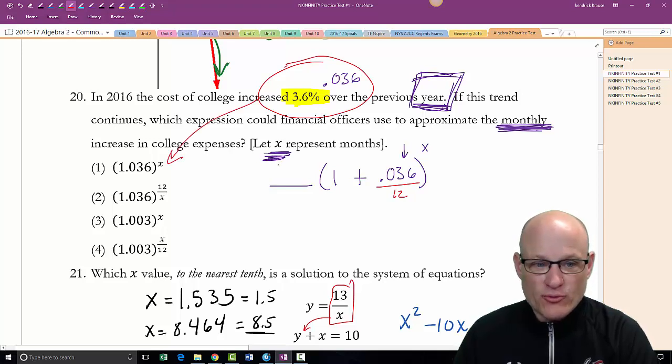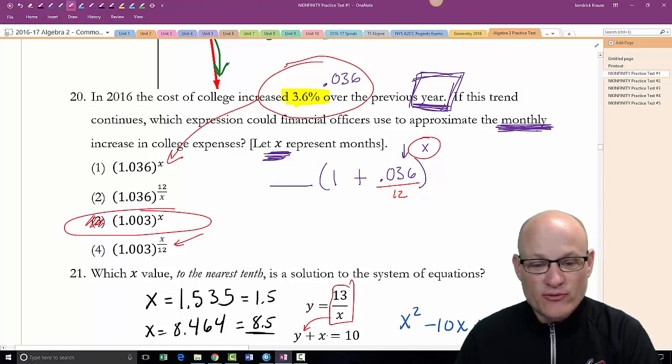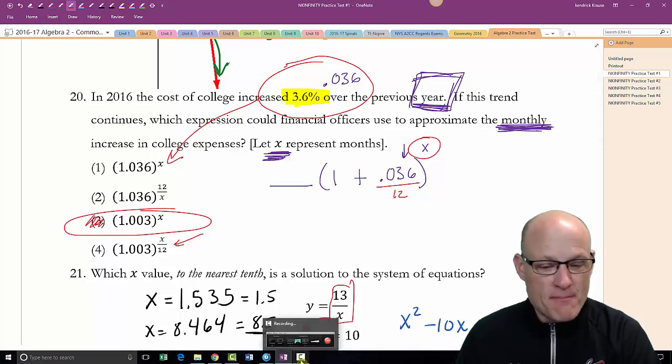Oh, I just add 0.036. Oh, got it. No. And x is the number of months. I think if x is the number of years, this would be the right answer. But this is the correct choice for this problem. All right, kids. That's it for number 20.